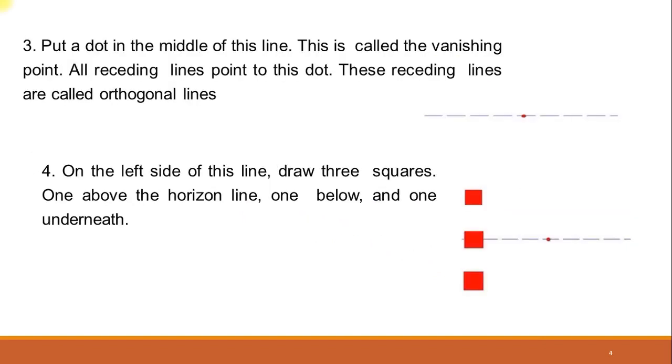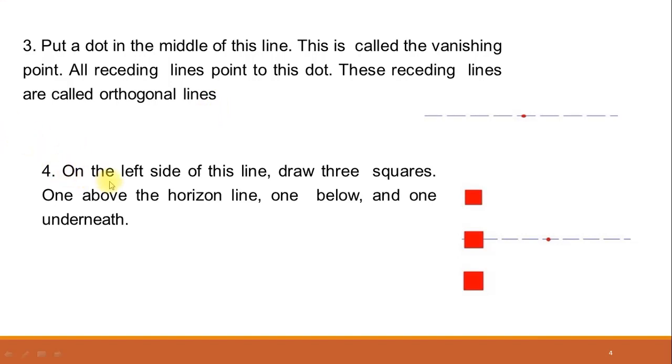Now the third step is to put a dot in the middle of this line. This point is called the vanishing point. All receding lines point to this dot. These receding lines are called orthogonal lines. In the next slide, you will see what an orthogonal line is.